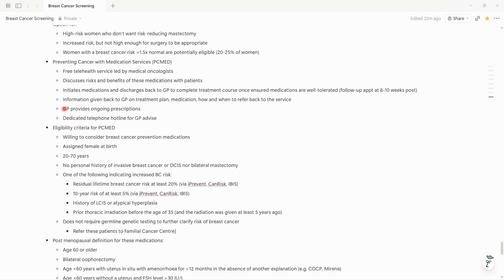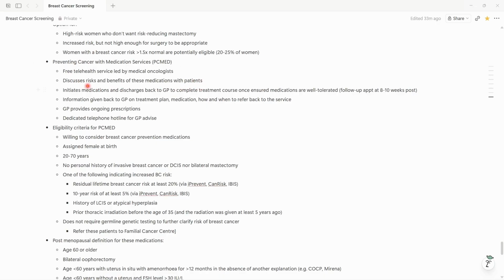To help with the process of initiating patients on breast cancer risk reduction medications, there is a service provided by Peter Mac for Victorian women called the Preventing Cancer with Medication Services. So PCMED is a free telehealth service led by medical oncologists where they will discuss the risk and benefits of these medications with the patients.